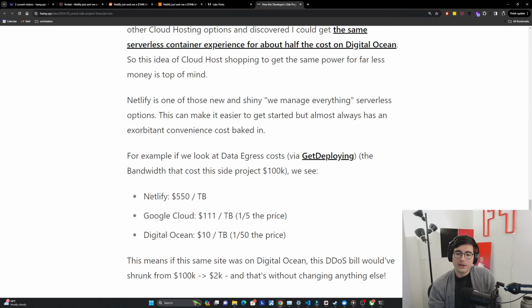We can see that Netlify costs about $550 per terabyte. For that same terabyte of egress, Google Cloud costs $111. So this is one-fifth the price for the same thing. On DigitalOcean, this costs $10 per terabyte, which is 1/50th the price for the same thing. And basically what this means is if we ran the same site that got DDoSed here and had the $100,000 bill on DigitalOcean, this DDoS bill would have shrunk from $100,000 to $2,000. And that's if we had done nothing to prevent it. And so clearly, if you just pick a different cloud host that has better costs for what you're getting, you can really lower the ceiling on what's possible from attacks like this.